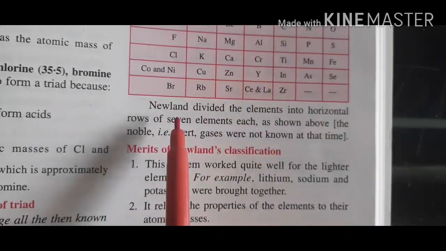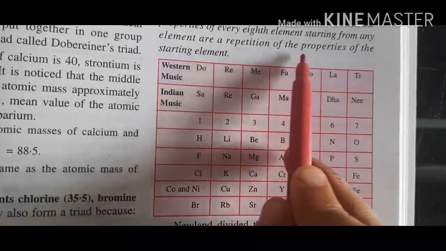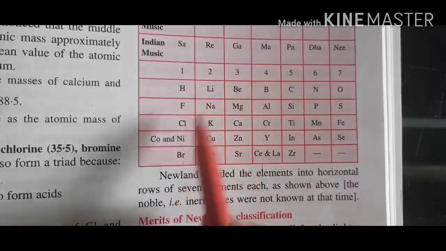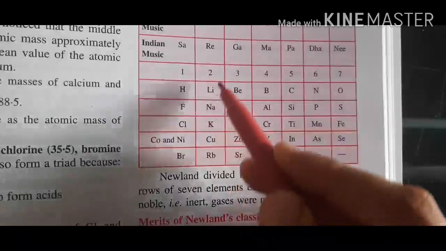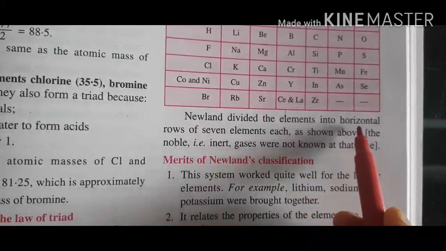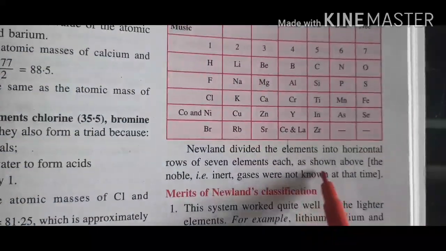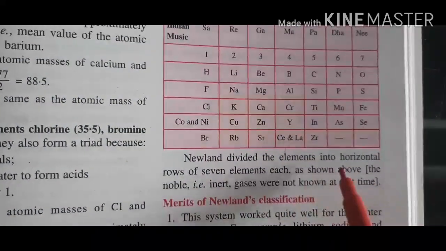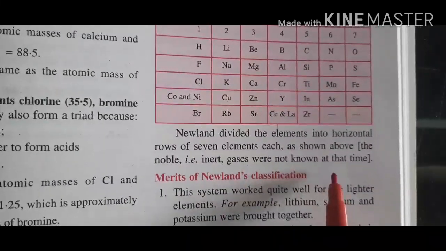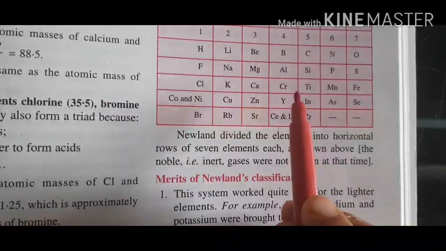So the property of every 8th element starting from any element is a repetition of the property of the starting element. I hope you understand this point: all the elements he put here have the same characteristics, the same properties. Newlands divided the elements into 7 horizontal rows. But noble gases were not known at that time. Noble gases were not discovered, so they are not there in this classification.